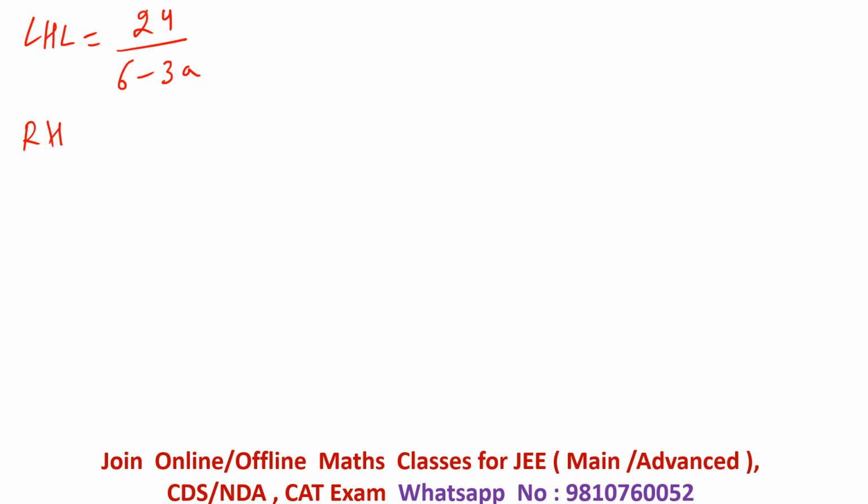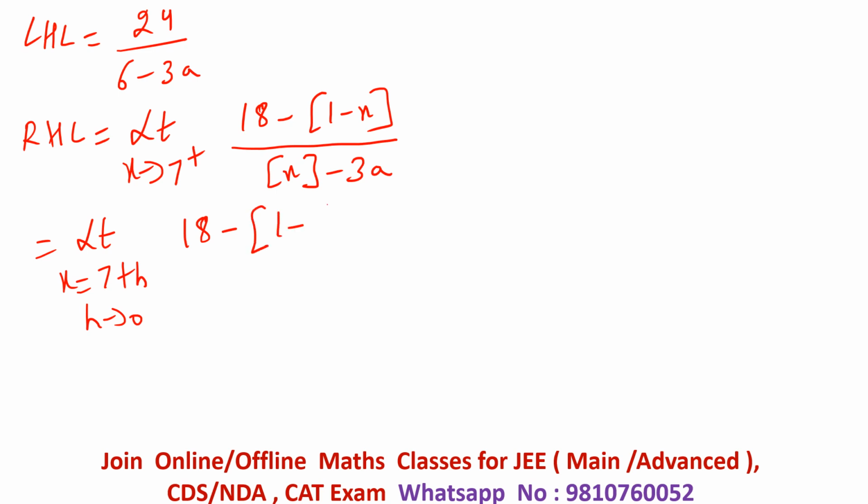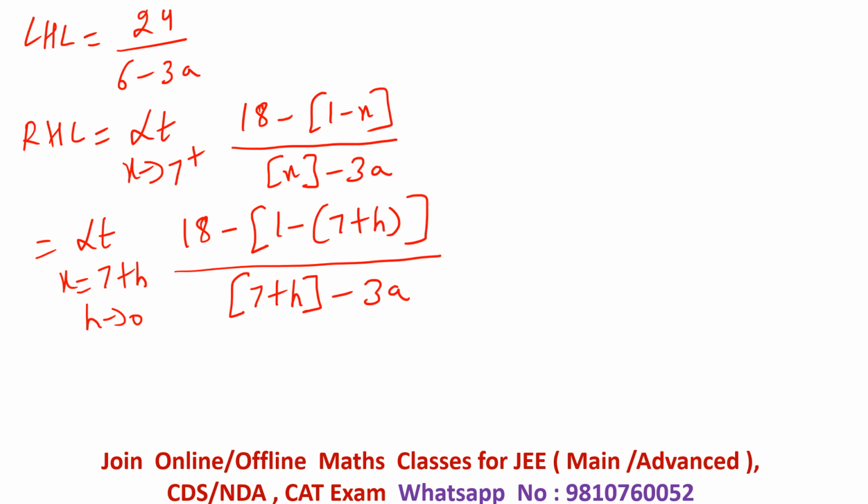Now we move towards finding the value of RHL. So it is limit x tending to 7 plus of 18 minus GIF function of (1 minus x) whole divided upon GIF function of x minus 3a. Now just replace x by 7 plus h, where h is approaching 0. So it will become 18 minus GIF function of (1 minus, inside the bracket we have 7 plus h). And in the denominator it is GIF function of (7 plus h) minus 3a. Clear?